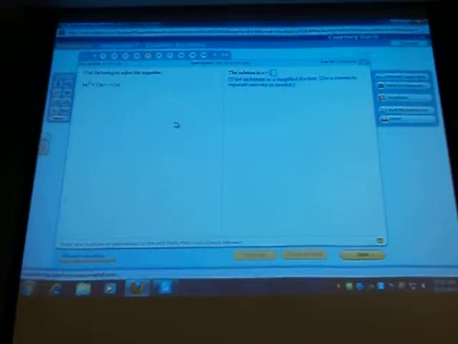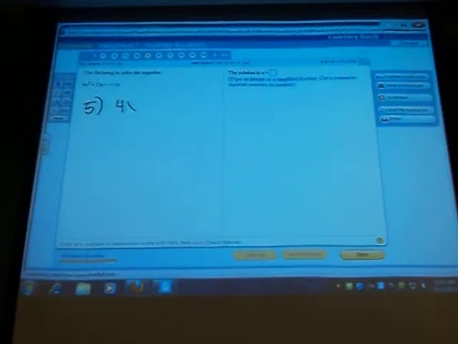Number 5 says 4x squared plus 33x equals negative 54. What is weird about that? The way it's set up. Okay, so what do I need to do with this before I can do anything with the quadratic equation? Make it equal to 0. You always have to have it equal to 0.